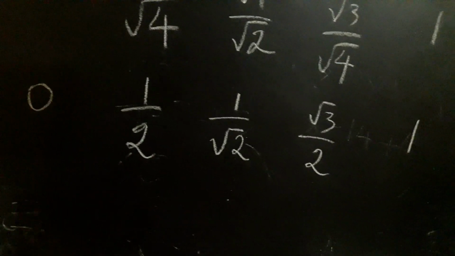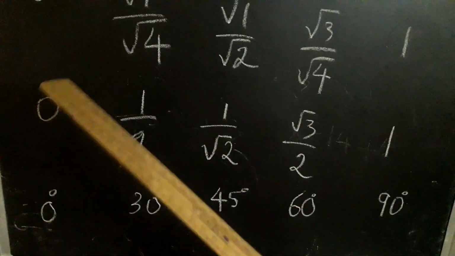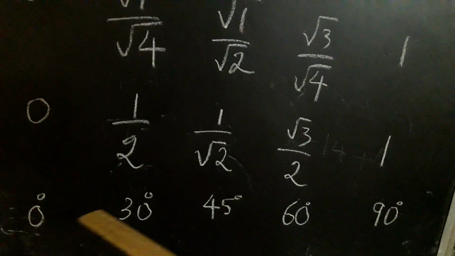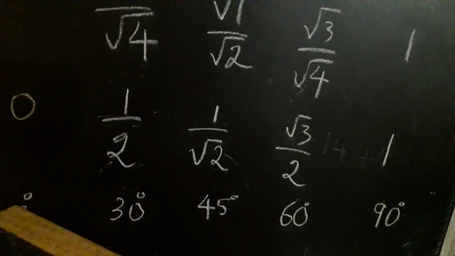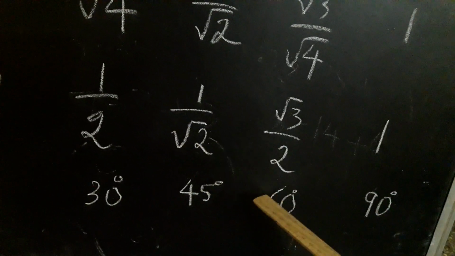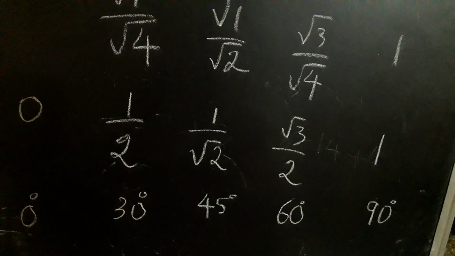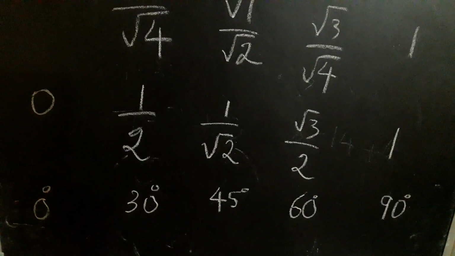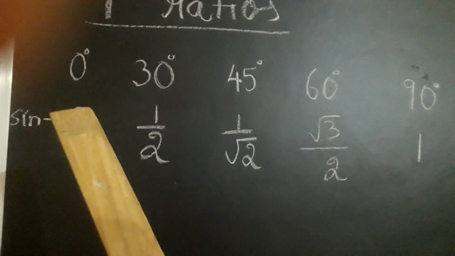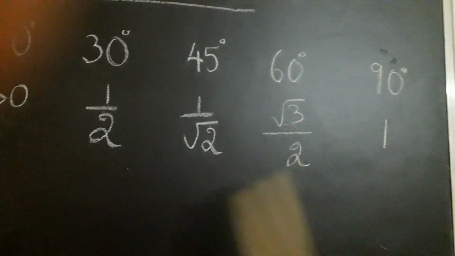I'll write the angles again so that it will be easy for us to correlate: 0, 30, 45, 60, 90, the same thing I wrote in the first step. See, sine 0 is 0, sine 30 is half, sine 45 degrees is 1 by root 2, sine 60 is root 3 by 2, sine 90 degrees is 1. This is about the sine ratio. So I'm just rewriting it for you here. We have seen this.